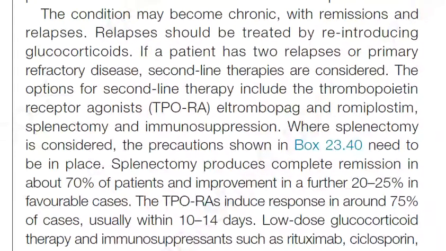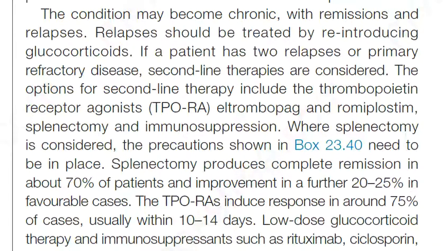The condition may become chronic with remissions and relapses. Relapses should be treated by reintroducing glucocorticoids. If a patient has 2 relapses or primary refractory disease, second-line therapies are considered. The options for second-line therapy include the thrombopoietin receptor agonist TPO-RA, eltrombopag or romiplostim, splenectomy, and immunosuppression. Where splenectomy is considered, the precautions shown in box 23.40 need to be in place.